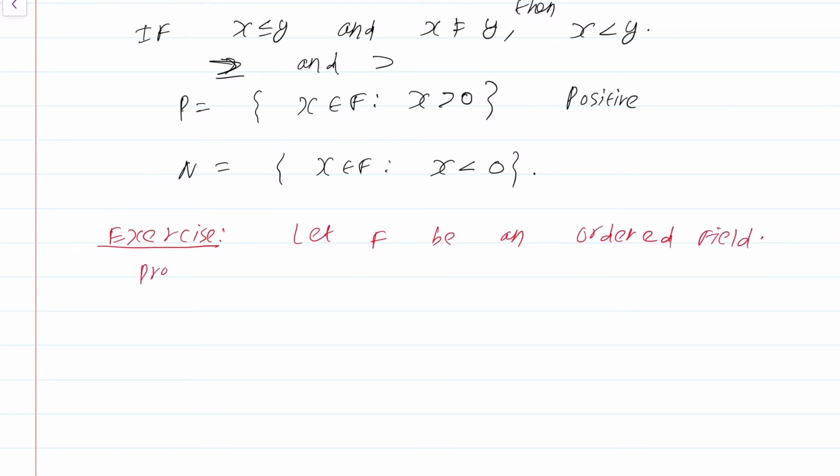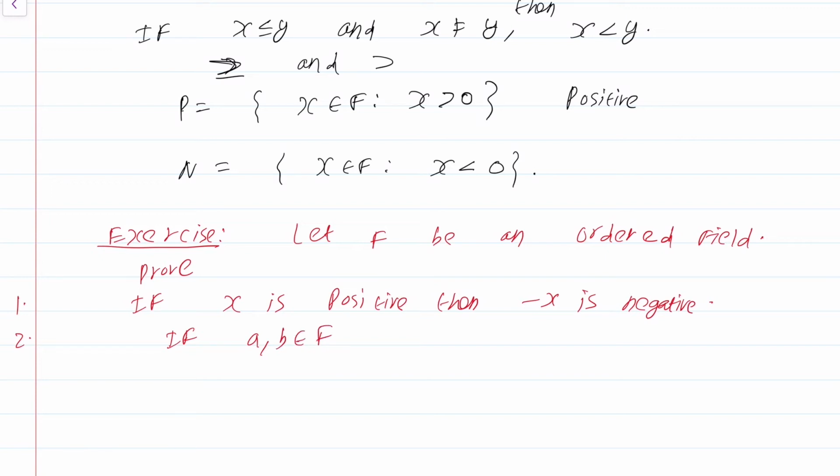You now have to prove the following. Proof. Number 1, if x is positive, then minus x is negative. Okay. Then 2, if a, b are in the field, so I should write if x is in the field is positive, then minus x is negative.